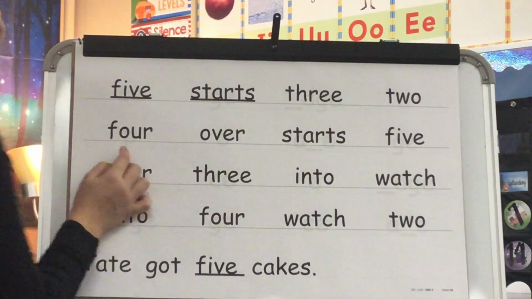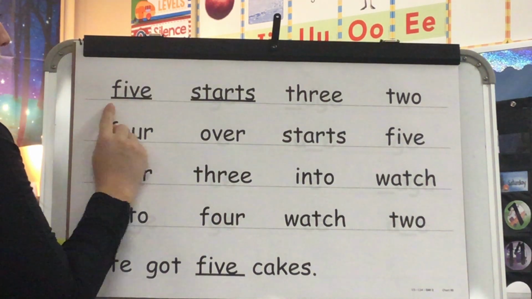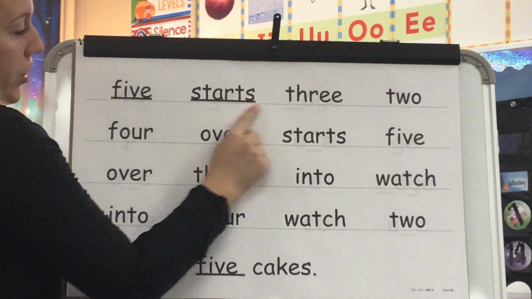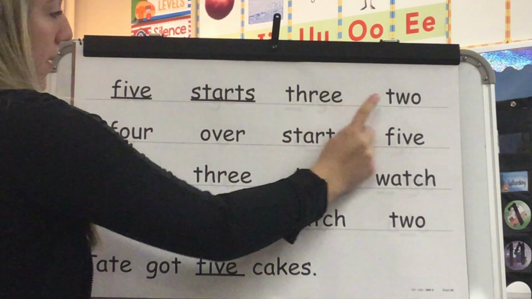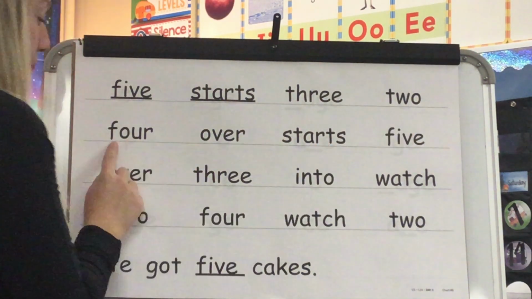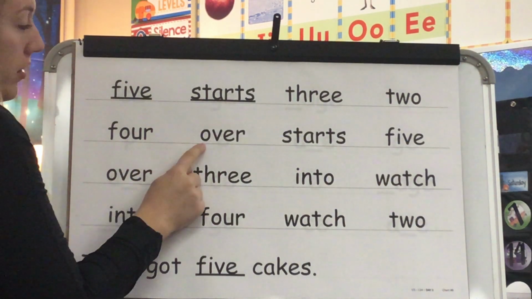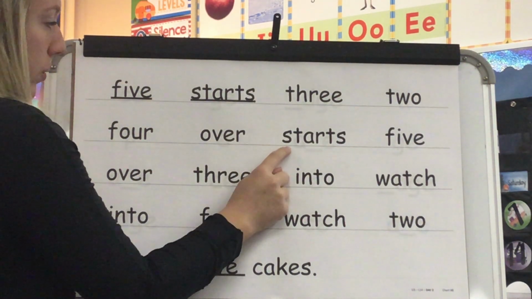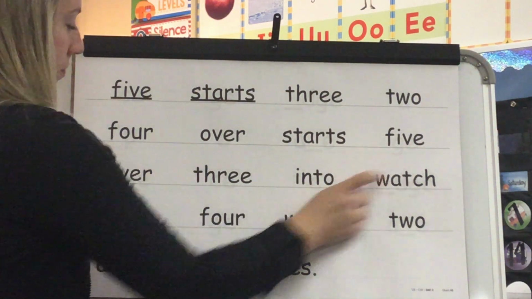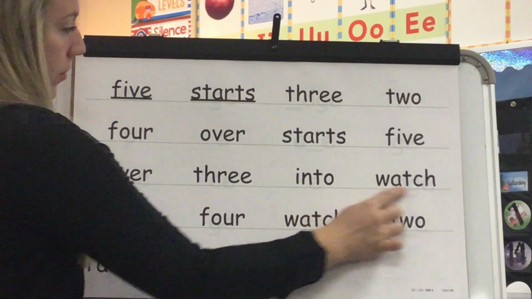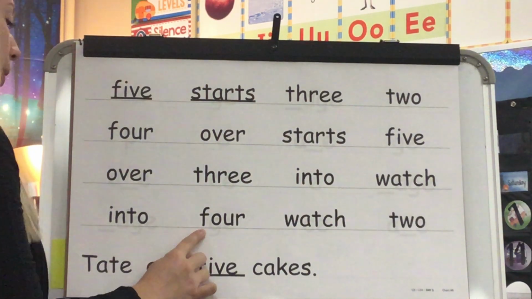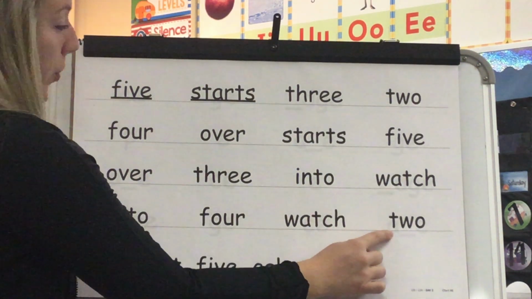Let's read our high frequency words. This word is five. What word? Five. Yes, five. This word is starts. What word? Starts. Yes, starts. Word? Three. Yes, three. Word? Two. Yes, two. Word? Four. Yes, four. Word? Over. Yes, over. Word? Starts. Word? Five. Word? Over. Word? Three. Word? Into. Word? Watch. Word? Into. Word? Four. Word? Watch. Word? Two.